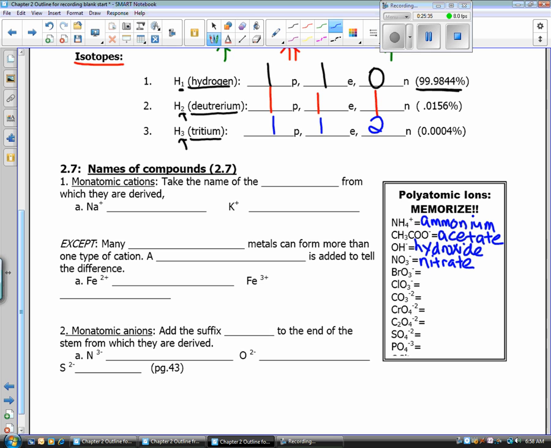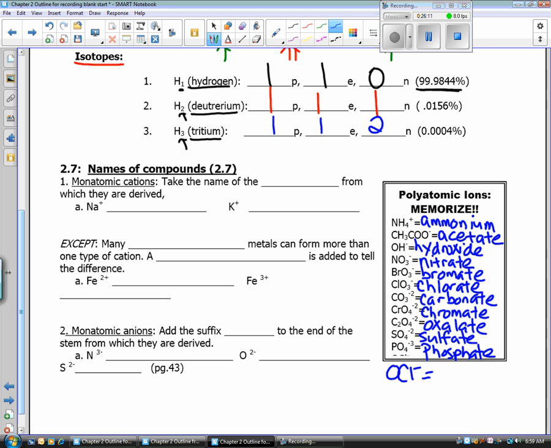NITRATE. Then we have bromate, BROMATE. Then we have chlorate, CHLORATE. Then we have carbonate, CARBONATE. Then we have chromate, CHROMATE. And then C2O4 is a little different. It's oxalate, OXALATE. Next one is sulfate, SULFATE. Then the last one I have here is phosphate. The last one you have is OCl negative 1, which is hypochlorite.